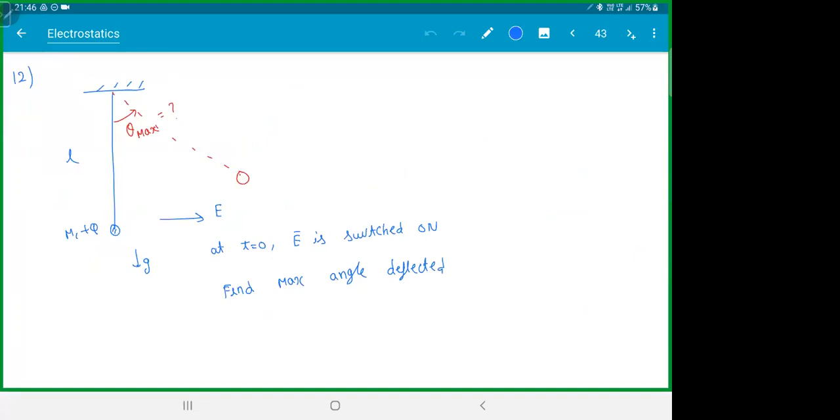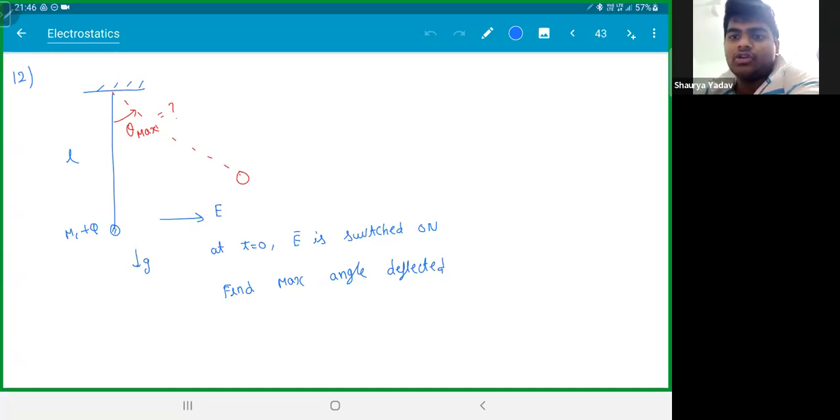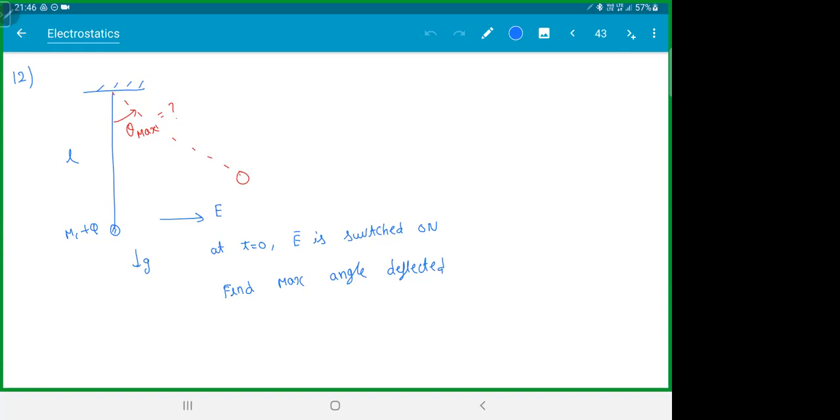Differentiate with respect to theta. Whom will you differentiate with theta, Shaurya? The statement you said, I said find maximum theta, and you're saying you'll differentiate theta with respect to what, theta? Sir, the force along the... Do it and see.